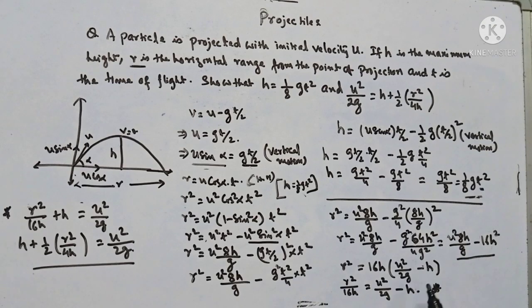And when I solve it, I took 16h common, and now this h was shifted to here, and this is the proof. So I have done this for you. This is a projectile motion, and this is a simple proof.